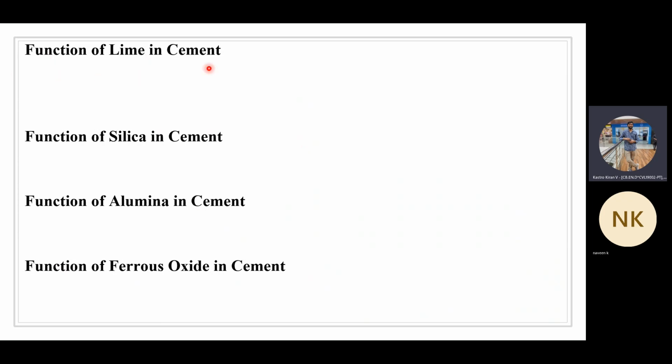So what is the function of lime in the cement? Basically, lime will occupy a major proportion in the cement. It is a major constituent. When you use more lime, it causes unsoundness in the cement. That means the cement will not give better properties when you use an excess amount of lime.